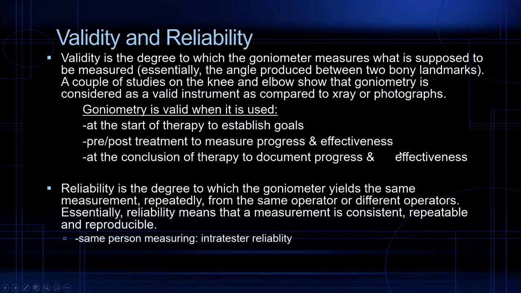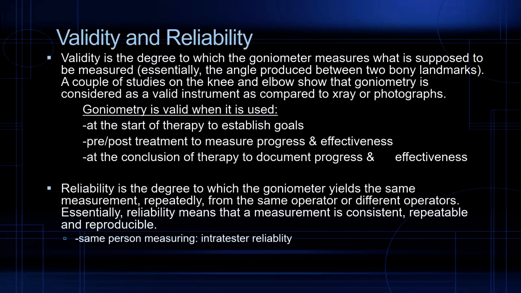So it's considered valid just like an x-ray or photographs when it is used at the beginning of therapy, and we use goniometry at the beginning of therapy to help establish treatment goals. We take pre and post-op measurements, you saw that in your documentation master sheet, to measure how effective the treatment is, okay? And then at the conclusion, at their last visit, we're going to take range of motion measurements to help document the overall treatment progress and the effectiveness, okay?